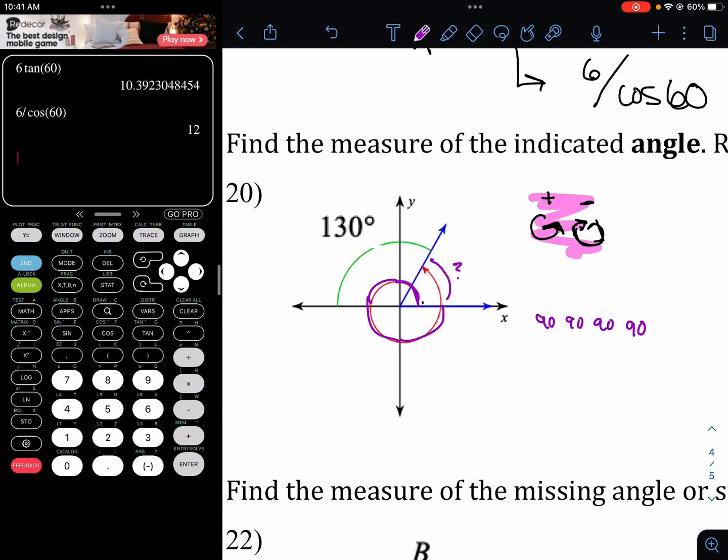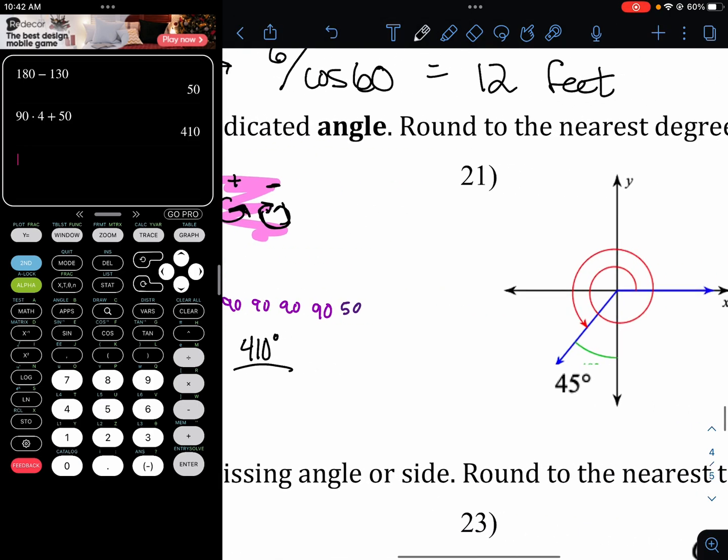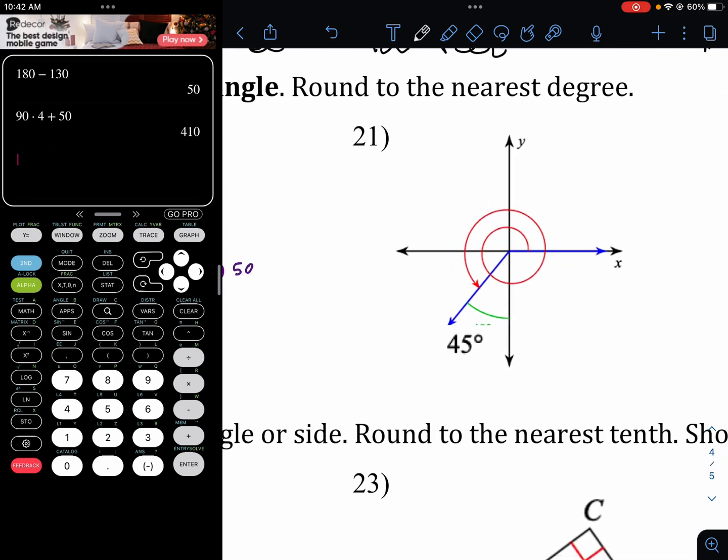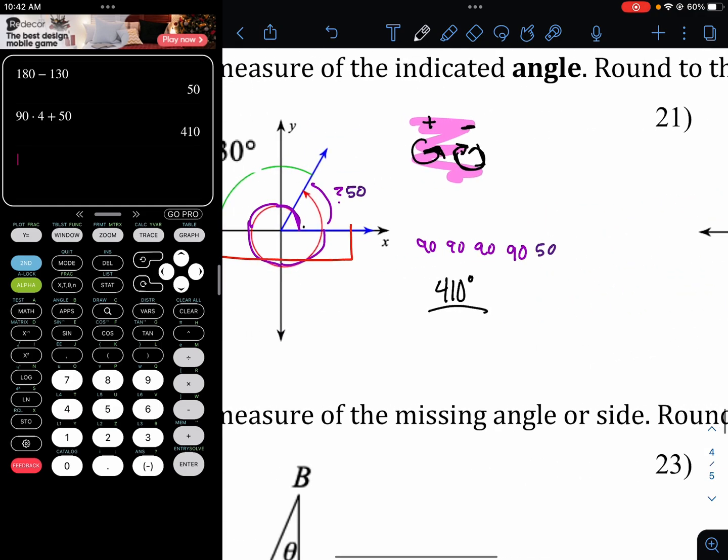That distance is going to be, so this whole arc, so to speak, is 180. So if we do 180 minus 130, that gives us that little extra chunk, which means this bit is 50. So we're going to add that on there. So 90 times 4 plus 50 essentially is going to give us 410 for that degree. Okay, that's the measure. This one is going clockwise, actually counterclockwise again, I believe.